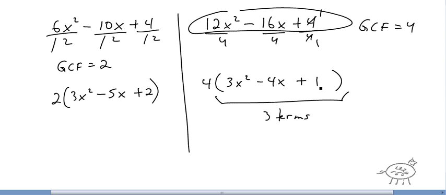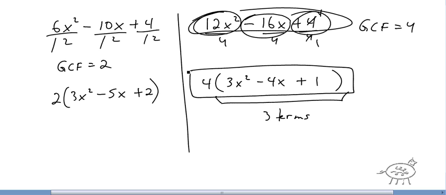Okay, and it makes sense to have 3 terms inside the parentheses, because if I would actually distribute this to check it, which, again, it's the first time I mentioned this, it's really easy to check it. 4 times 3x, 12x squared. 4 times negative 4x, negative 16x, and 4 times 1 is 4. Okay, so you're going to have 3 terms inside the parentheses. Anyway, this was your final answer right here. All right.